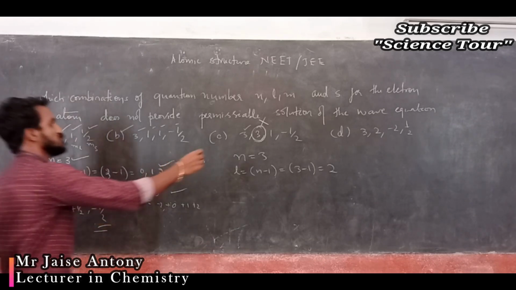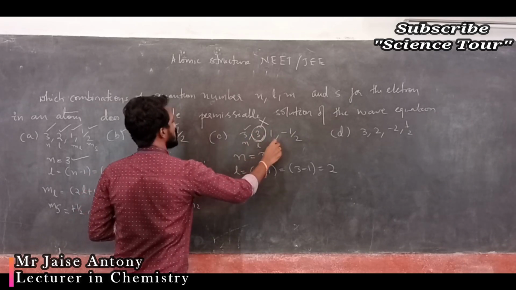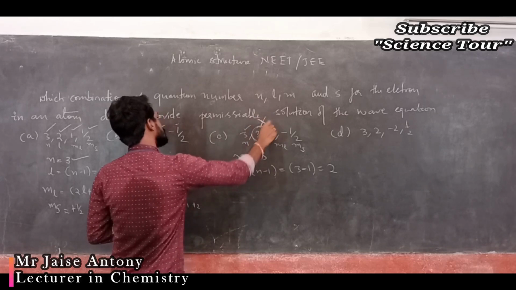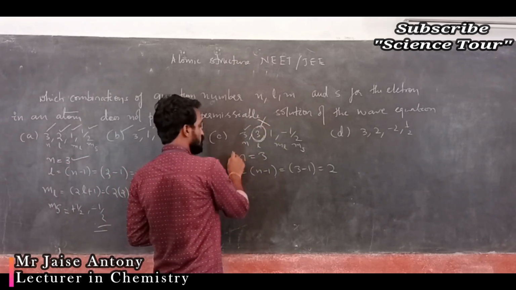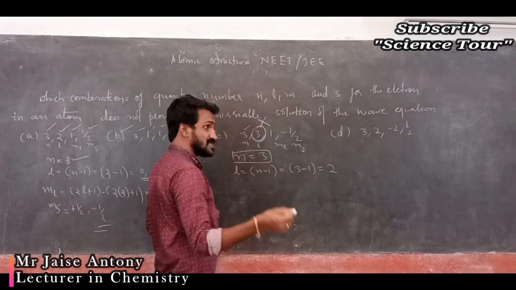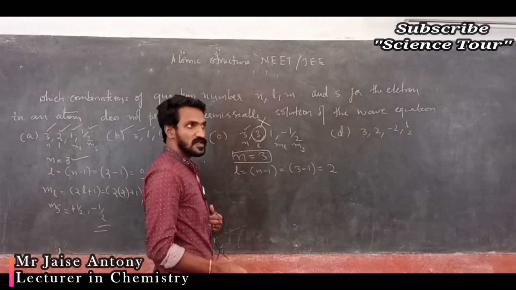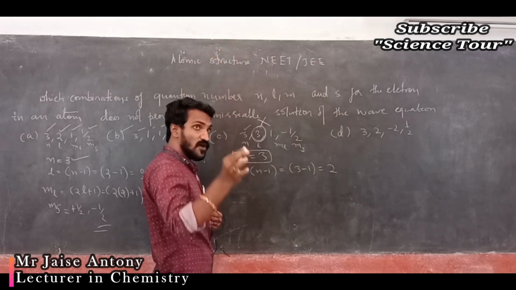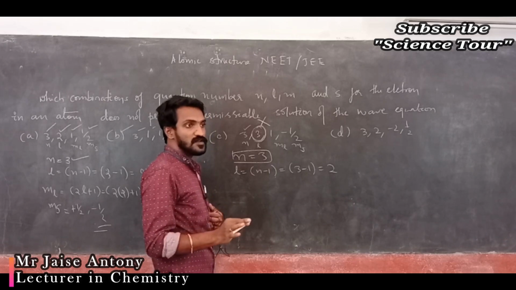Remaining 1 is possible, minus 1 is possible. But L value, this is N value, L value, ML value is possible. MS value, spin quantum number possible. But this is wrong. So always remember, if energy level is 3, then the L value should be less than 3. It may be 2 or 1. If the main energy level is 4, then the L value is always less than 4. It may be 3 or 2 or 1, not 4.